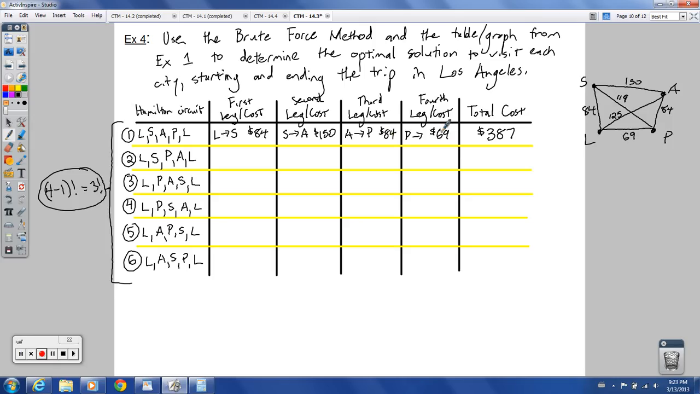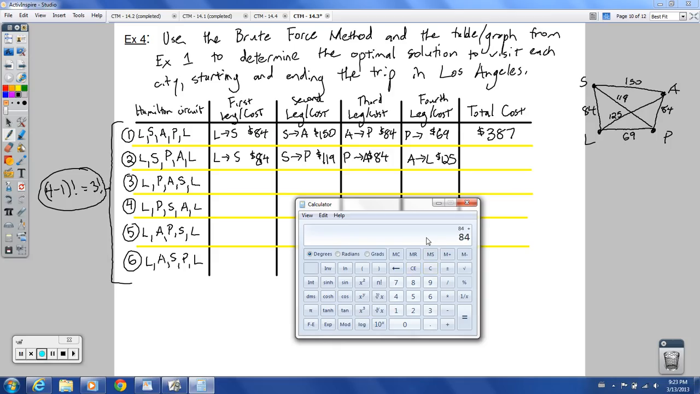Okay. And so we're just going to do the same thing with the rest of these. Looks like this will stay the same. And you can see that this is a little tedious, but it's not difficult. Definitely not hard to figure these numbers out. You just have to take the time to do it. So let's see, we got L to S, S to P would be 119, P to A, 84, and then finally A back to L, looks like 125. So let's see if that was any cheaper.